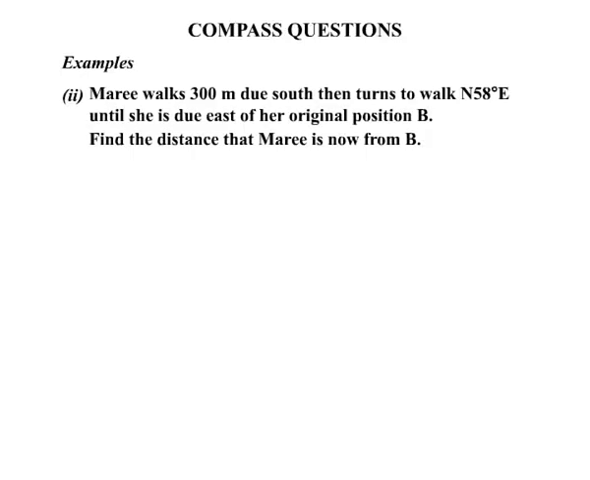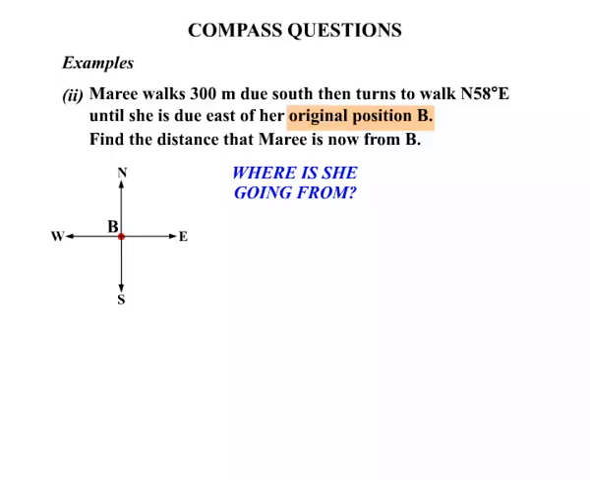Our second example. Marie walks 300 meters due south, then turns to walk north 58 degrees east, until she is due east of her original position B. Find the distance that Marie is now from B. Well, again, where is she going from? It says her original position is B, so let's mark the point B, draw our compass directions through that point.